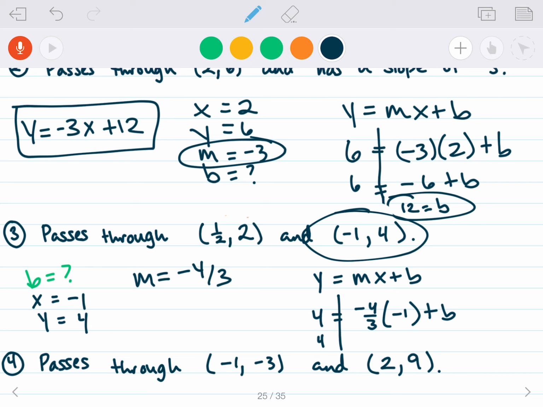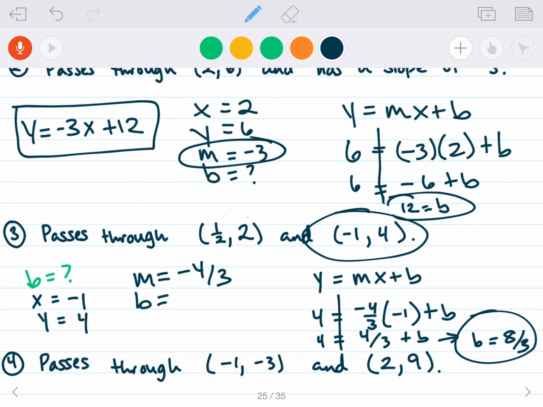So multiplying on the right side, negative 4/3 times negative 1 is going to give me a positive 4/3 plus b. I ran out of room here, but I'm going to subtract 4/3 from both sides. So 4 minus 4/3 is going to give me 8/3. So b is 8/3. Okay.